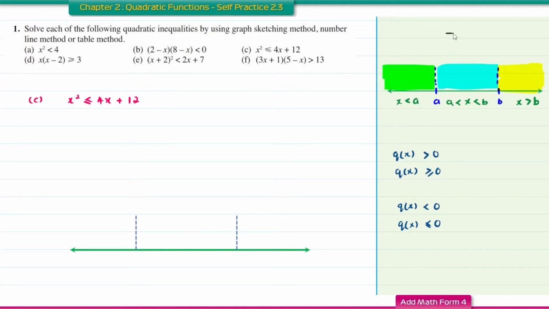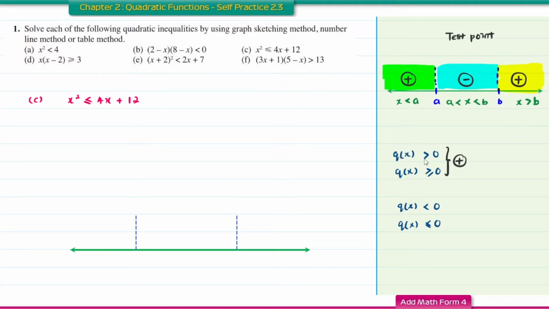If you do a test point for each of these regions, by inserting the value of x of each region into the quadratic inequalities, the yellow part, the quadratic inequalities will always be greater than 0, which is positive. This blue part, the quadratic inequalities will be less than 0, which is negative. And for this green part, the quadratic inequalities will always be greater than 0, which is positive. So for a quadratic equation which is greater than 0 or equal to 0, the solution is always on the positive part on the number lines.